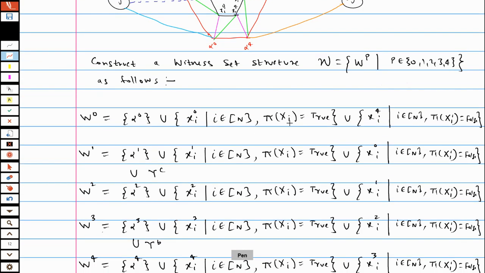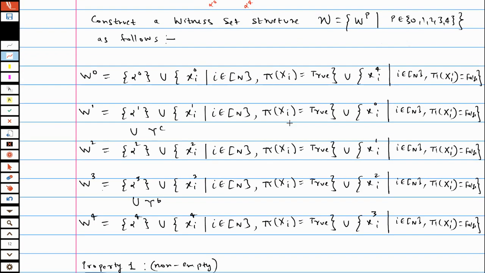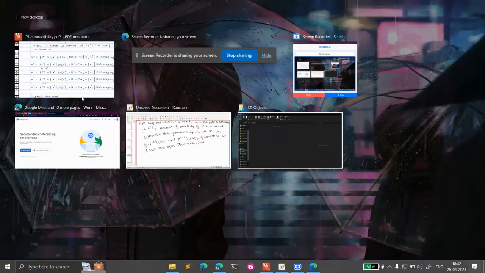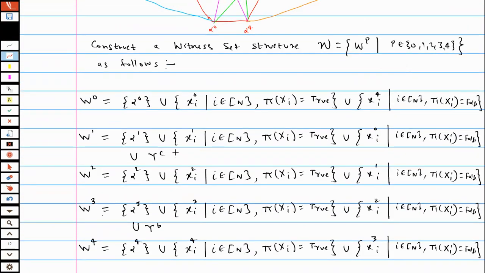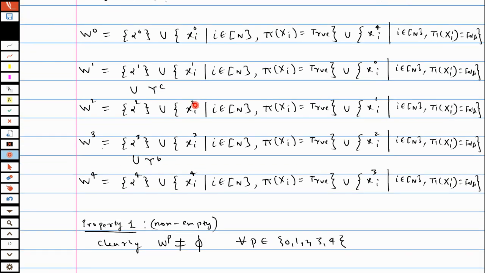So first of all, we have to prove the three properties. Where are the false variables? Okay, yeah, it is here. YC is in W1 and YB are here. So let's prove the properties, that it is actually a witness set. So first of all, none of the witness sets are empty because each of them contains alpha.